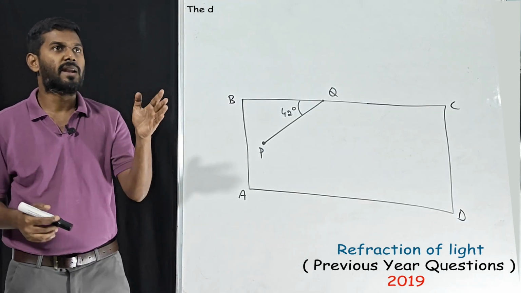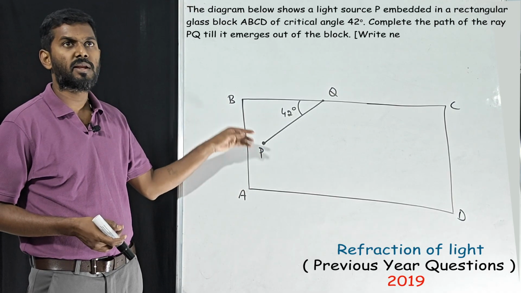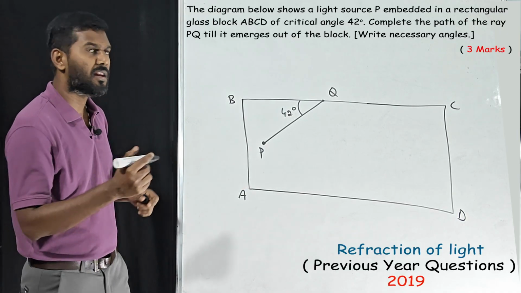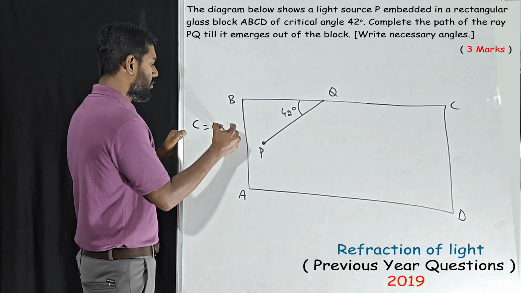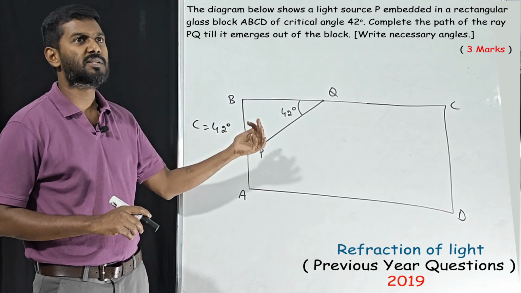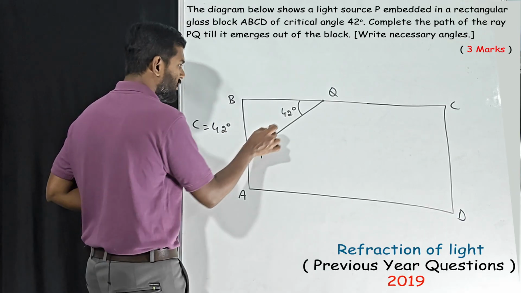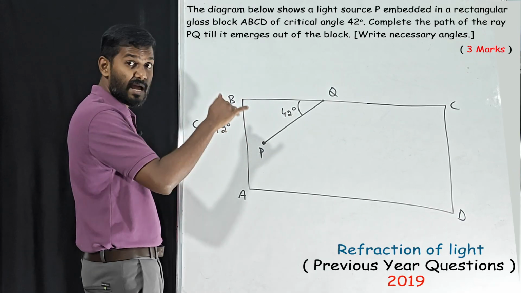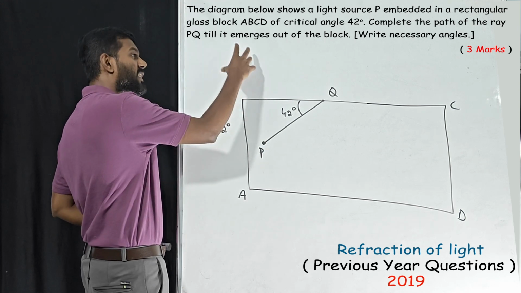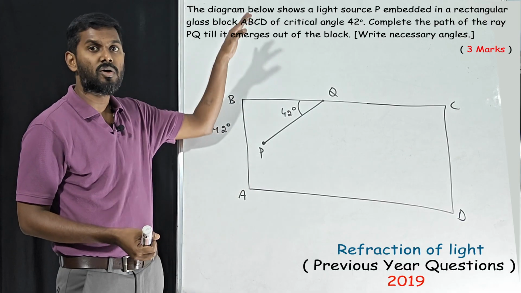Our next question: the diagram below shows a light source P embedded in a rectangular glass block ABCD of critical angle 42. C is equal to 42 degree. Complete the path of ray PQ till it emerges out of the block. Write the necessary angles. So the ray is incident from denser. It is inside the glass slab, so it is inside the denser medium. Outside it is air, so it is the rarer medium. So the light ray is going from denser to rarer.